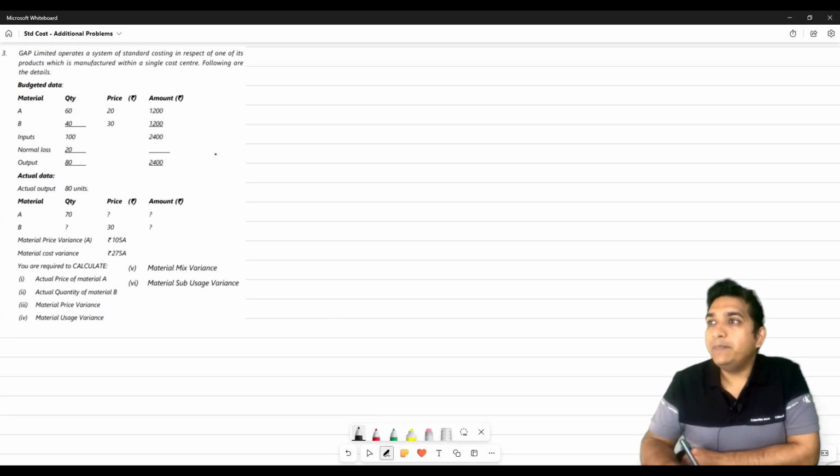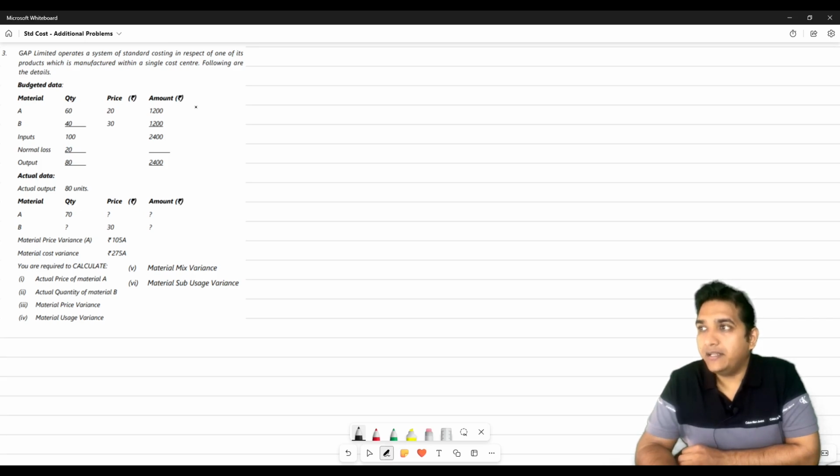GAP Limited operates a system of standard costing in respect of one of its products which is manufactured within a single cost center. Following are the details. Budgeted data: material A 60 quantity at 20 rupees, total 1200, B 40 quantity at 30 rupees, total 1200, inputs in total 100, total cost 2400, normal loss is 20, output is 80 at a cost of 2400.